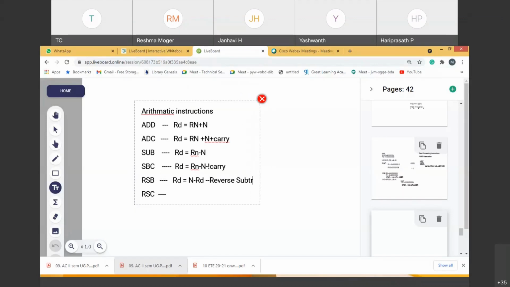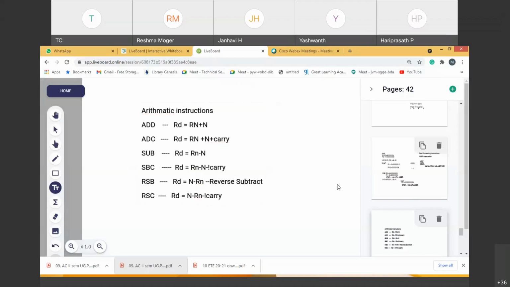Reverse subtract. So similarly, RSC is nothing but reverse subtract with carry. So what is the content of the final register? Here, sorry, I have to write it as Rn. RD is N minus Rn minus carry flag. With the carry flag, so not of carry, we should write something like this. But it's very difficult to represent it without examples. So let's start with examples.